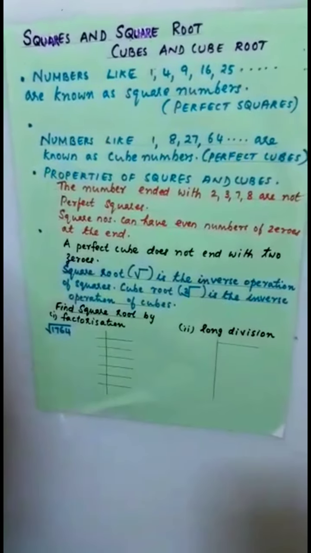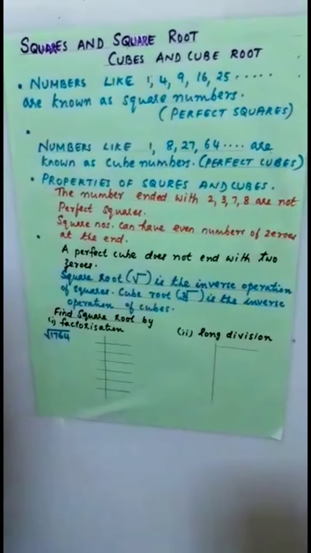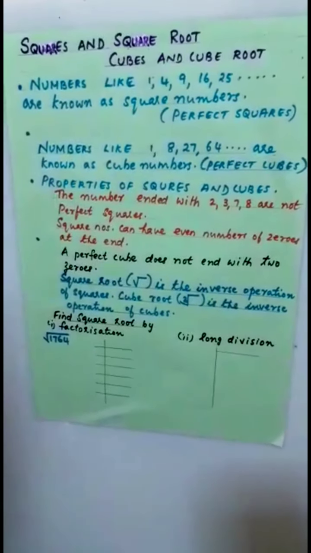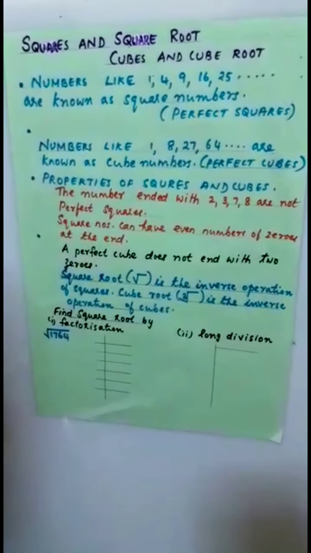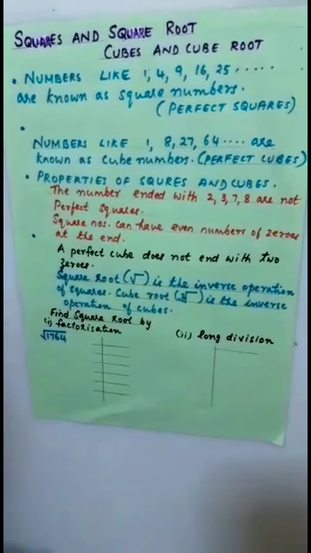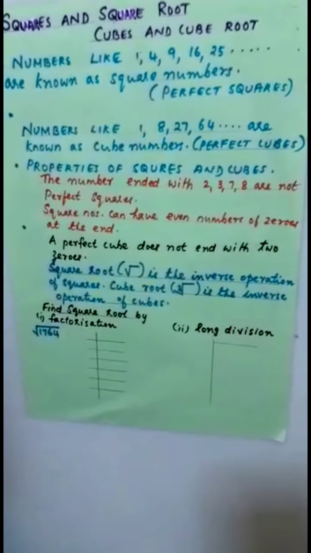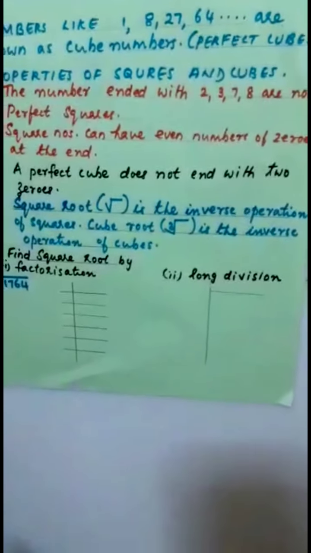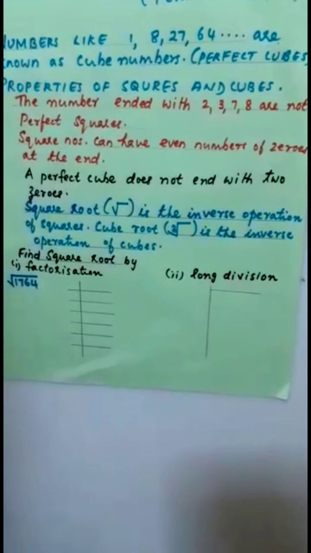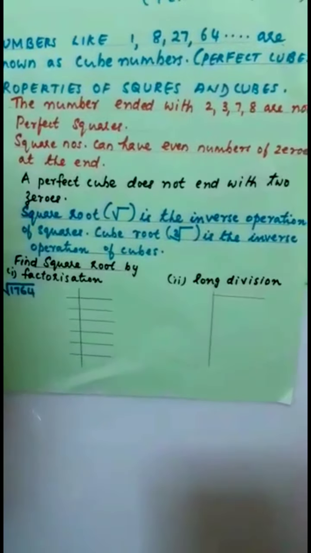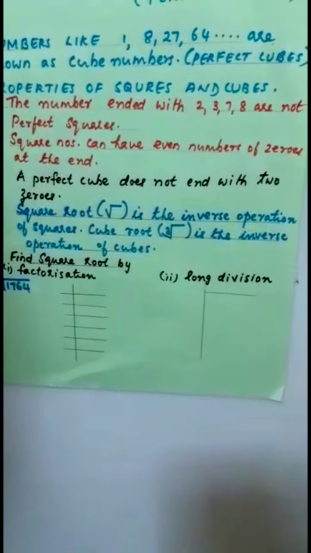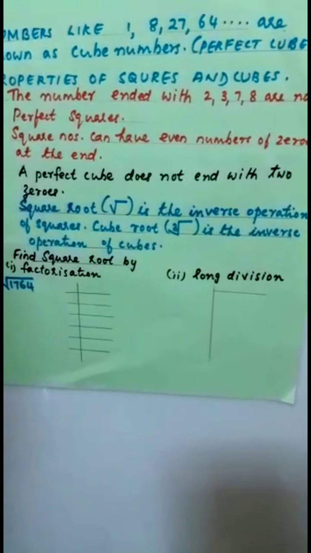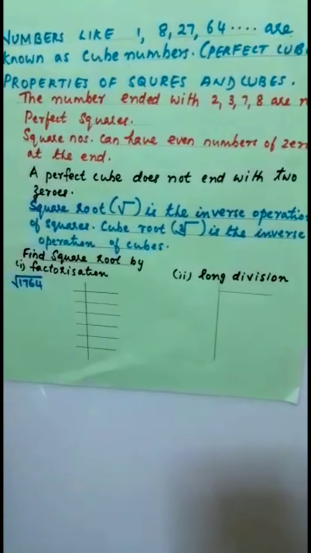Now we are talking about the square root and cube root. Square root is the inverse operation of squares. The opposite of squares is square root. It means we have to find which number multiplied 2 times gives the square number, that we call the square root. And in the same way, cube root is the inverse of cubes. So how do we find the square root and cube root?